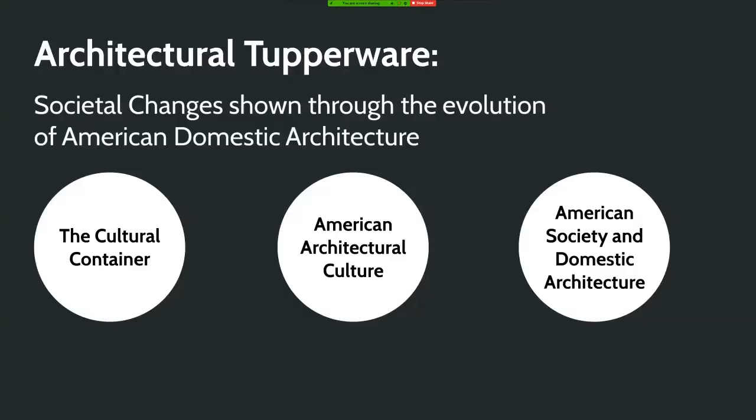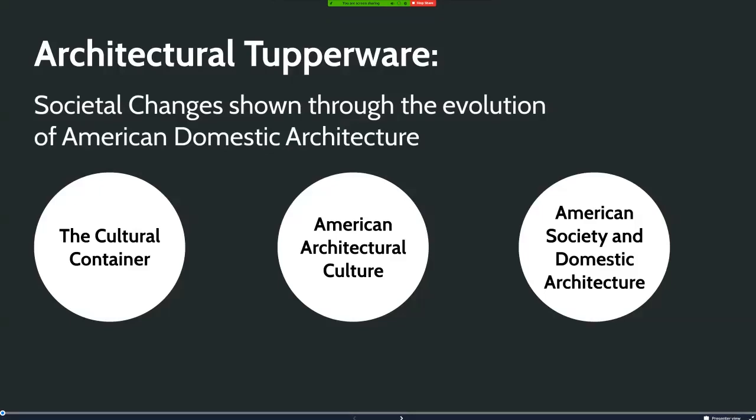Hello, my name is Scott Swartz, and I'm the postgraduate program lead for architecture at Oxford Brookes University in Oxford, United Kingdom. My presentation today is entitled Architectural Tupperware, Societal Changes Shown Through the Evolution of American Domestic Architecture.